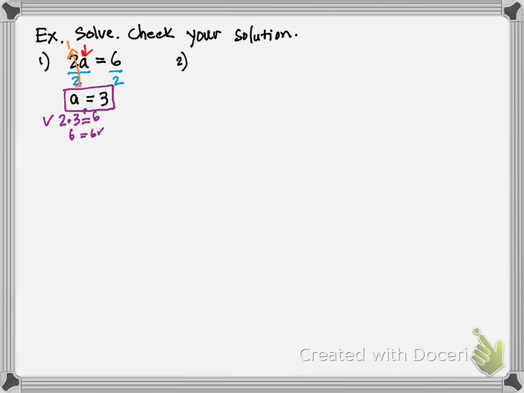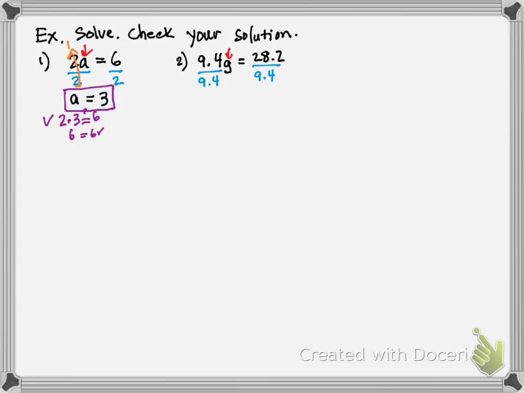Let's do... Ooh, I'm going to be mean. Decimals. 9.4g equals 28.2. Again, I find my variable, and I look at what math is happening to it. It's being multiplied by 9.4, so I'm going to divide both sides, division property of equality, by 9.4.